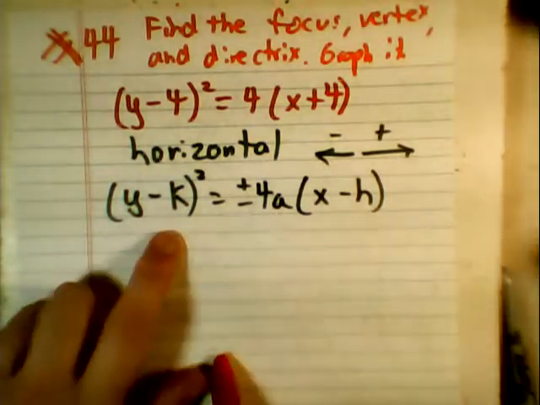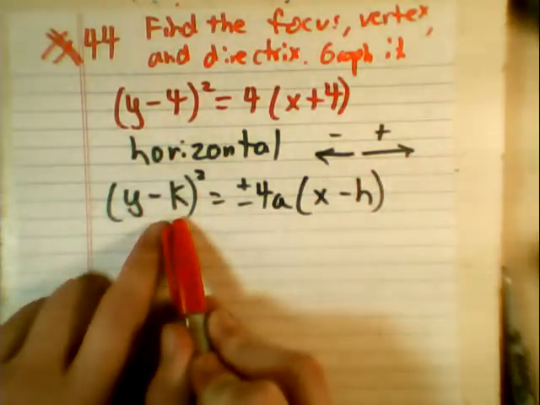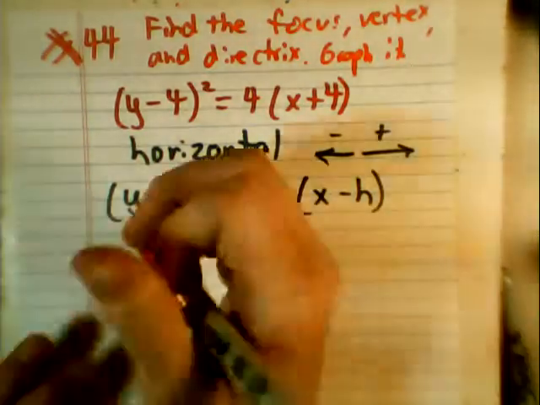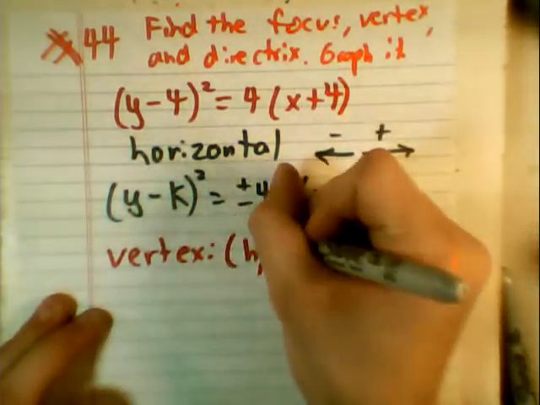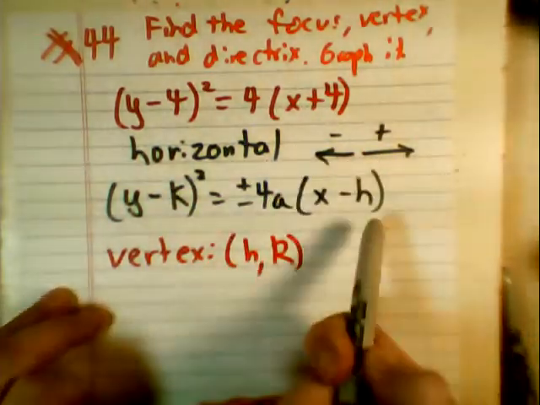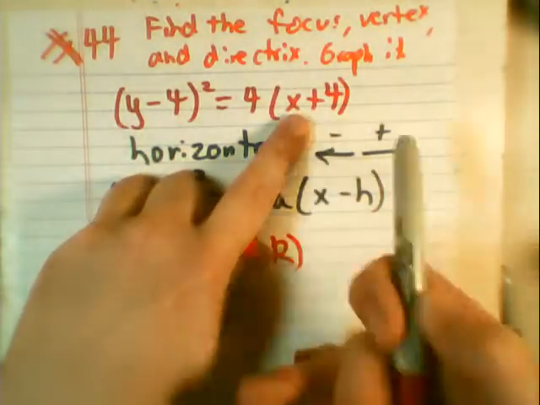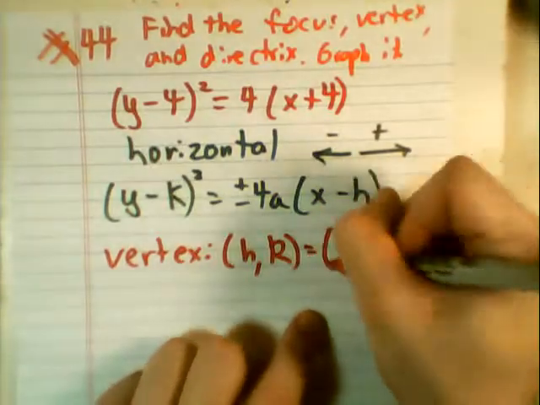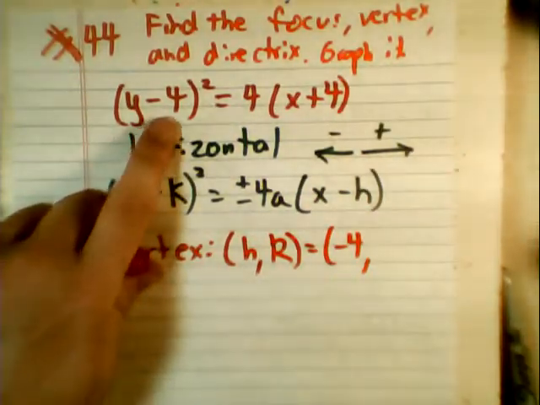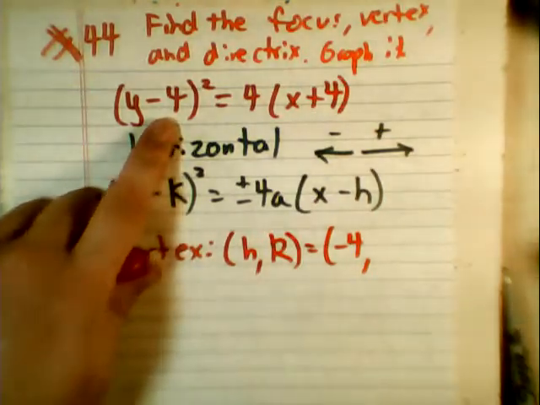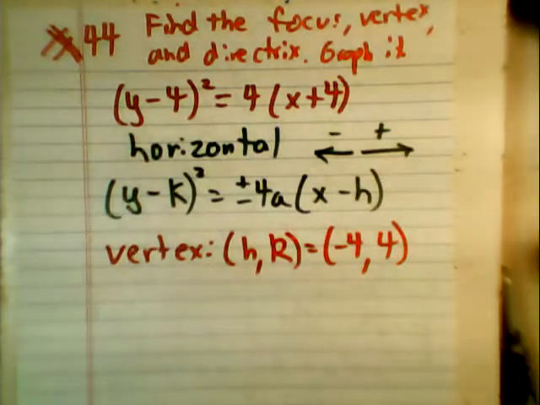So let's first begin by finding our vertex, which is found by your k and h. So our vertex is h comma k. Let's take our h out. We pull it out, and it changes the sign. So our h is negative 4. And over here, we pull the 4 out, and it changes the sign. So our k is positive 4. So our vertex is at negative 4 comma 4.